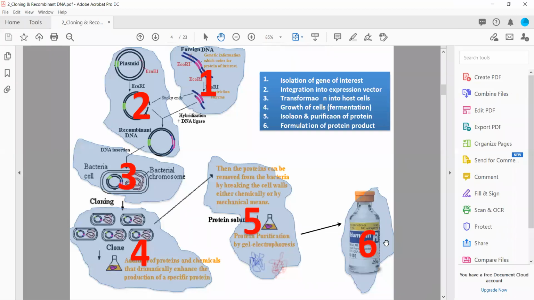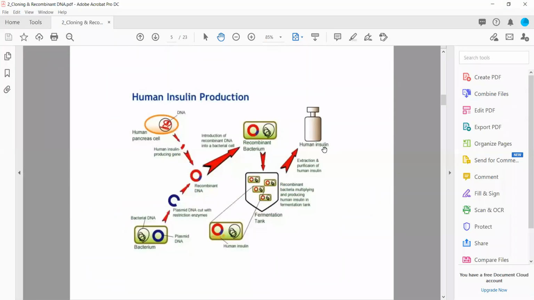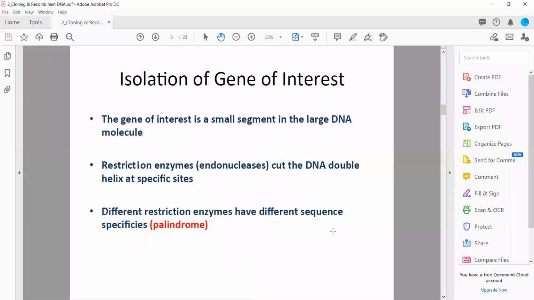So this is how we use recombinant DNA technology to produce it. It's the same procedure. We will move quickly from this.